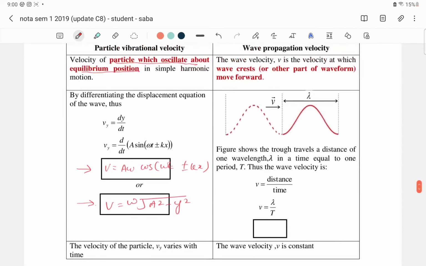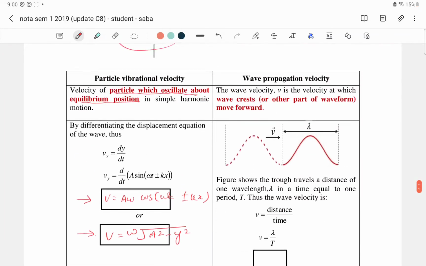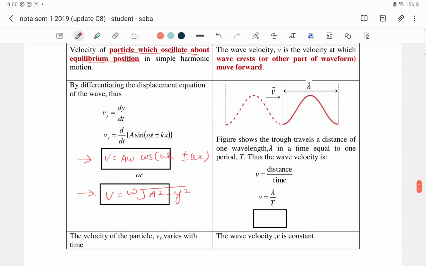Okay, so kita ada lagi the wave propagation velocity. The wave velocity is the velocity with which a wave crest or part of the waveform moves forward. Okay, we have v is equal to distance over time. So distance here is lambda and time is period, T is period. Okay, so we have v is equal to f lambda. So remember that the wave velocity v is constant, but the velocity of the particle v_y varies with time.